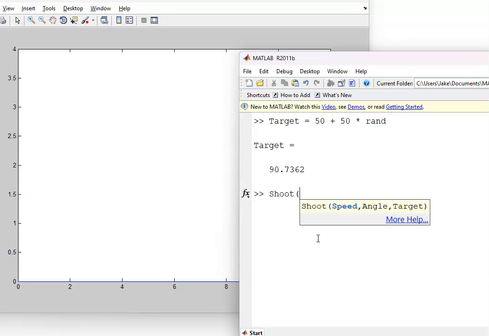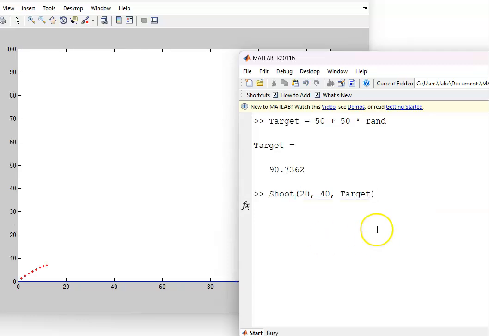Let's do shoot. I'm going to launch a tennis ball at 20 meters per second at a 40-degree angle, and my target's at 90.73. So here it launches the tennis ball, and I missed the target. I missed it by 52.61. Problem 6 says hit the target using trial and error. Okay, so 20 was too low.